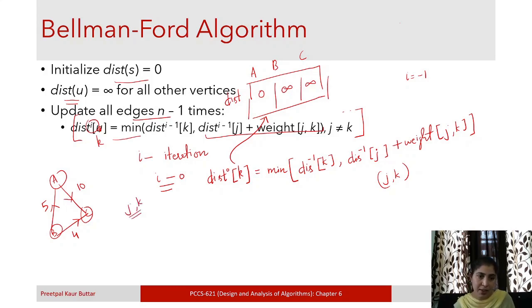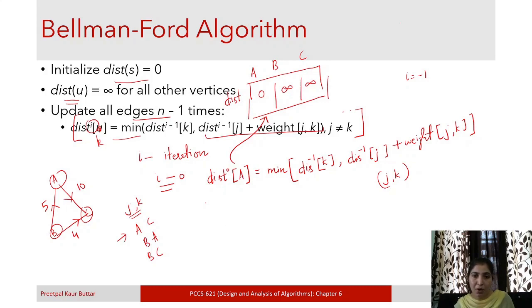So what are the different edges here? There are 3 edges: ac, ba and bc. First of all we will look at suppose this ac. So here k is a, let me write it here, a. So we are updating the distance of a.